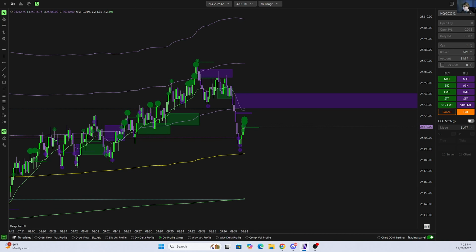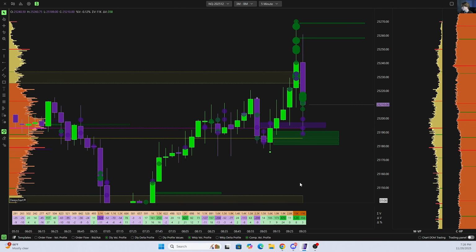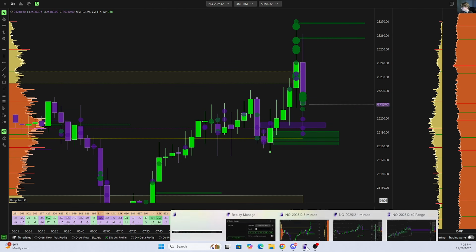Is that the entry that you want to take? Or do you want to watch this? For me, my style, I can't long this. Because yes, there is a lot of selling down here. And yes, VWAP did hold. And yes, the POC did hold. And yes, these shift candles held. Yes, I know. I hear you.